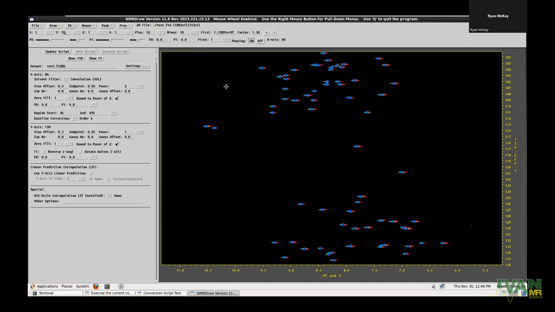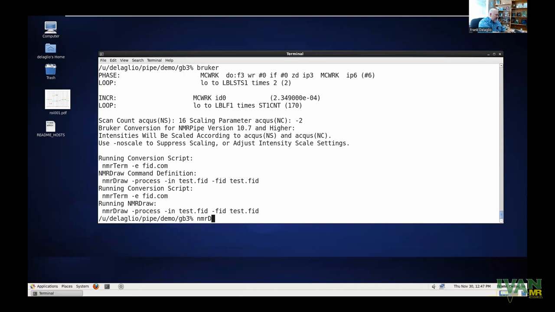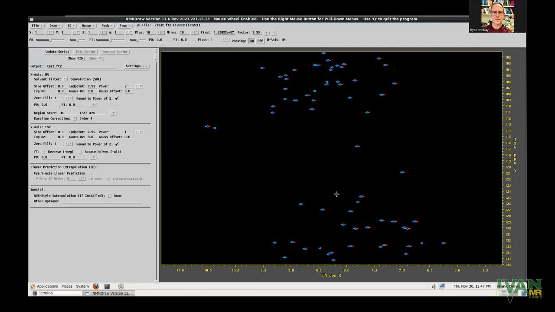And as a reminder, when you create the processing schemes with this option, it inserts a comment in the processing scheme that shows you what options you need to make that happen. There are two things that you need. You need this argument process that turns on process mode, and you have to explicitly name the FID, the time domain data that you want to process. So I could just as well start this by saying NMR draw process minus FID test.FID. And there we go. Thank you. Sure thing. It's a good question.